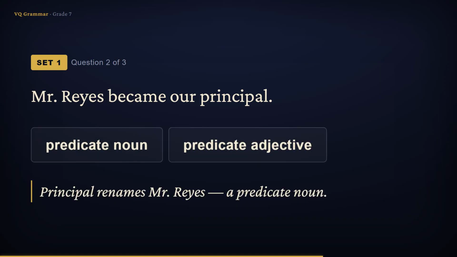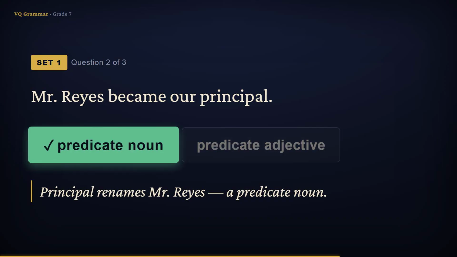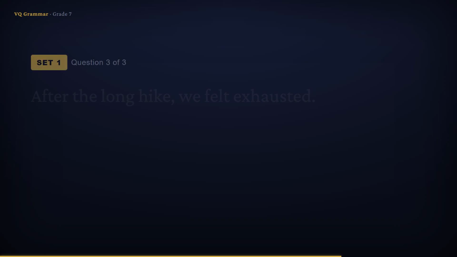Mr. Reyes became our principal. The linking verb is became, and the word after it is principal. Ask, does principal describe Mr. Reyes or rename him? Principal tells us who he is. Mr. Reyes equals principal. That renames him, so it's a predicate noun. So the answer is predicate noun.